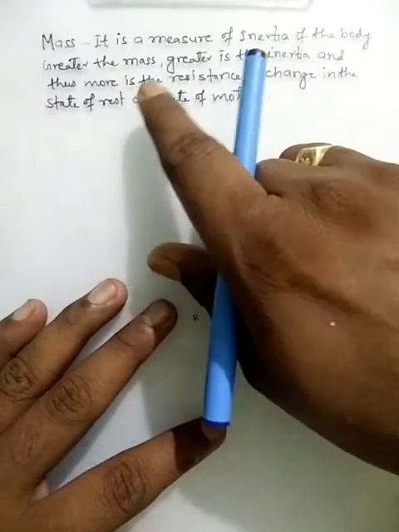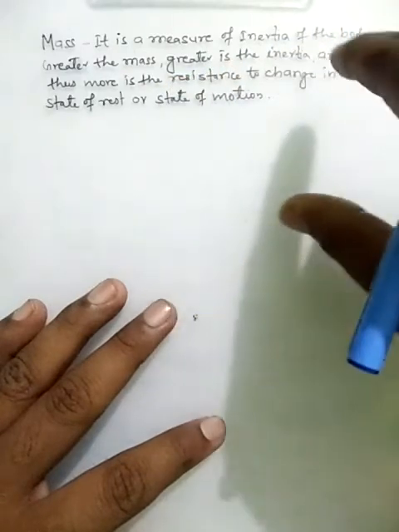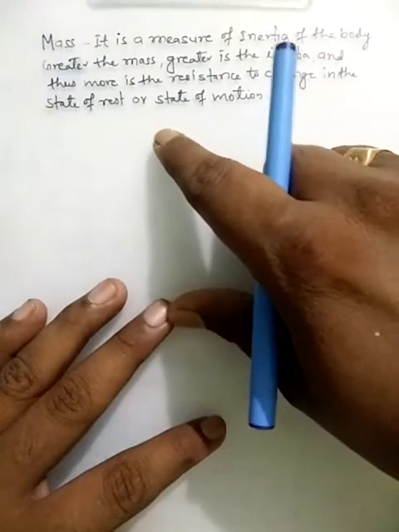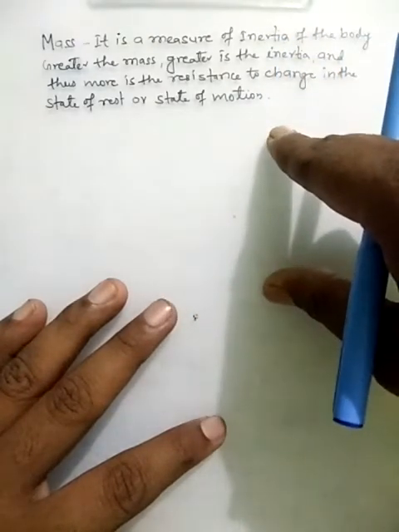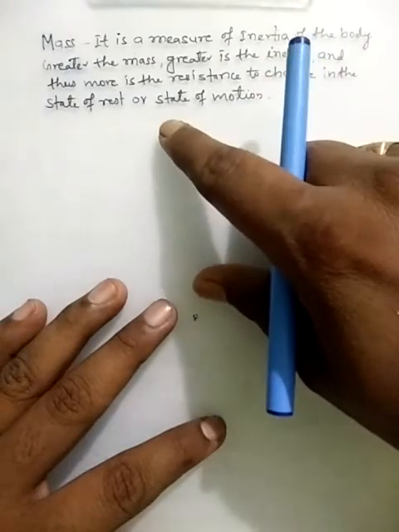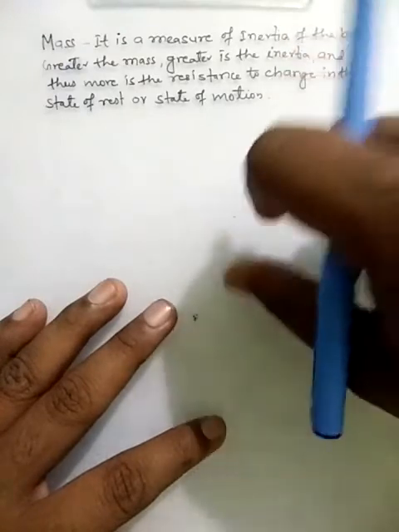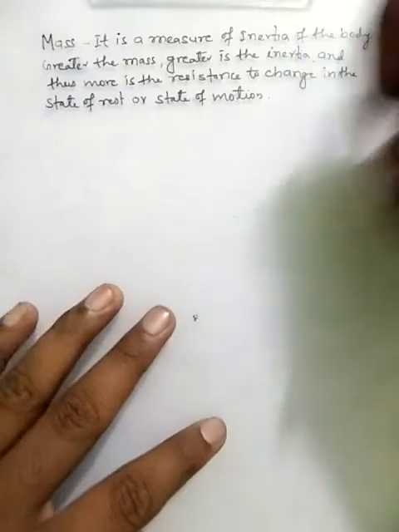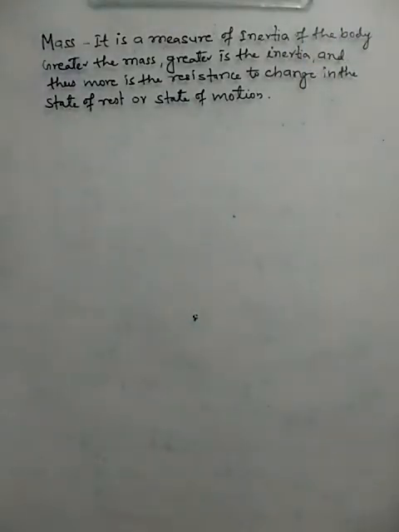That is, the greater the mass, the greater is the inertia, and thus more is the resistance to change the state of rest or state of motion. Basically, the resistance to change in the state of rest or state of motion is the inertia of the body. Therefore, mass is the measure of inertia.